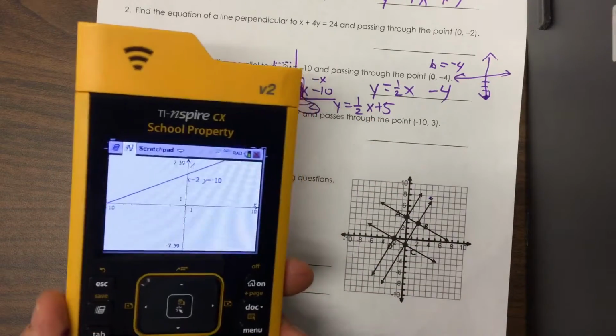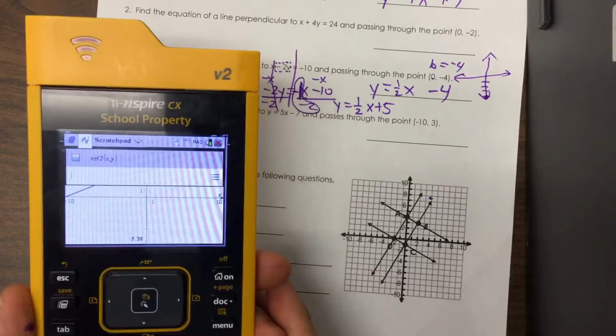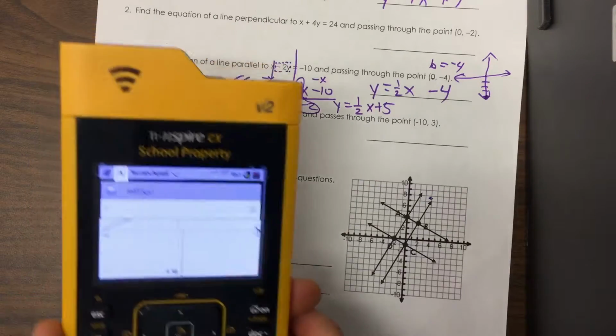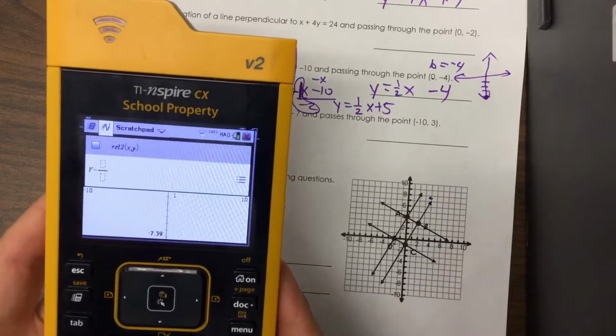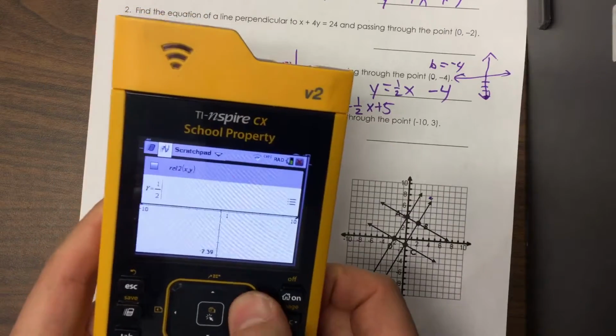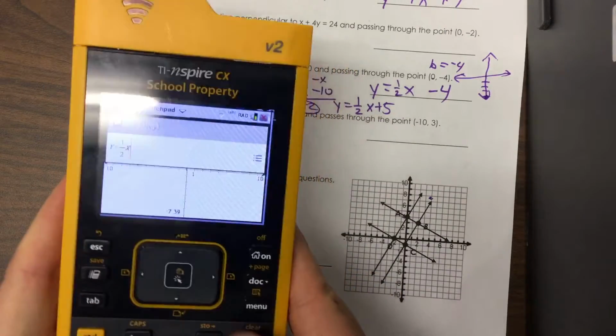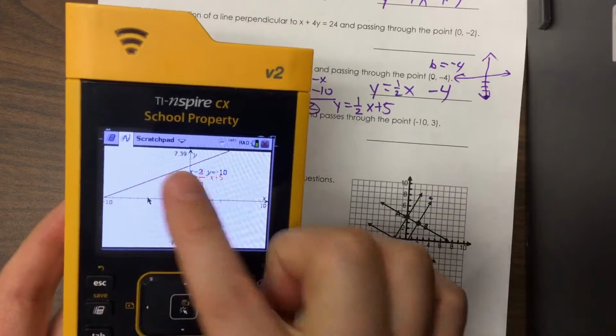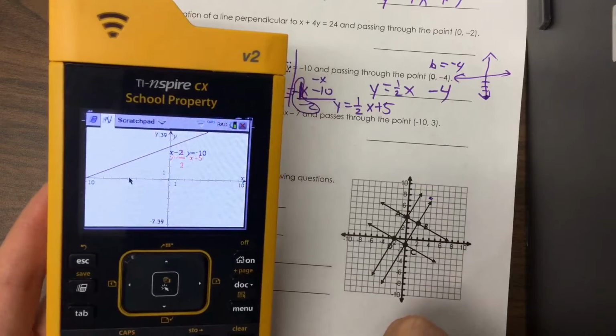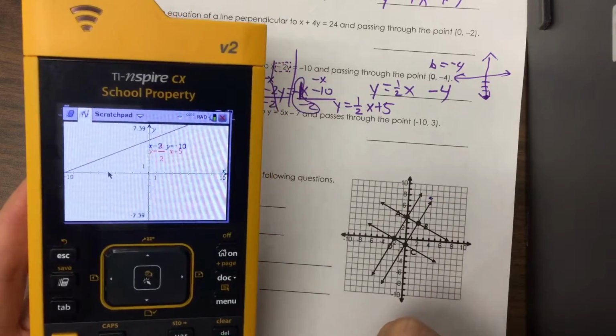So I'm going to hit tab, and now I'm going to put y equals positive 1/2. So I do control divide, put in 1/2, and then arrow out, put x plus 5. Look, it went over the exact same line again. You see that? Okay, so that's one thing you could do.